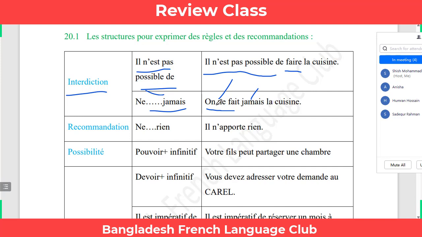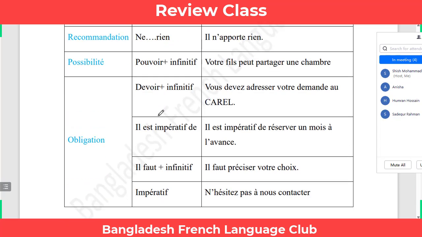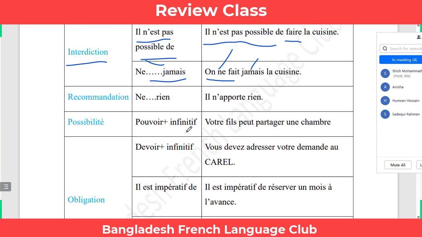And recommandation, non plus rien. Il n'apporte rien. It brings nothing. Like the possibilité, pouvoir plus infinitif.